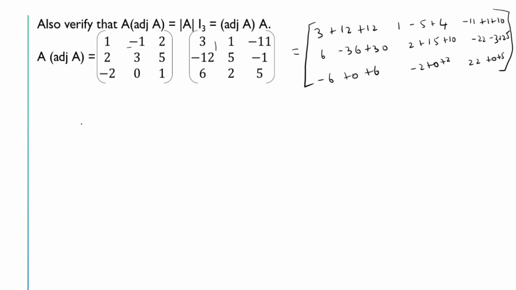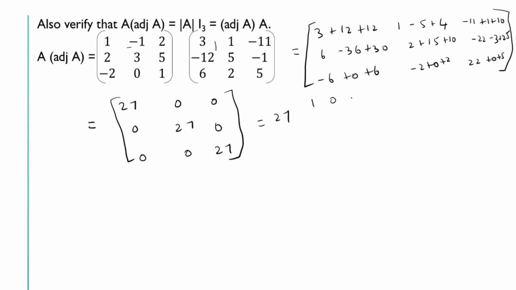So when we simplify, we get this is equal to 27, 0, 0, then 0, 27, 0, 0, 0, 27. Or it is equal to 27 into 1, 0, 0, 0, 1, 0, 0, 0, 1. It is nothing but 27 into I3. Now we have to find determinant of A into I3.